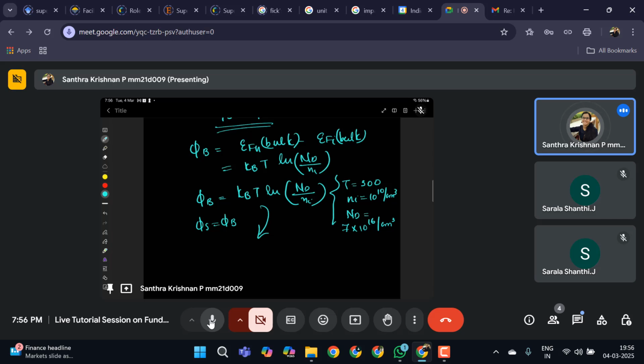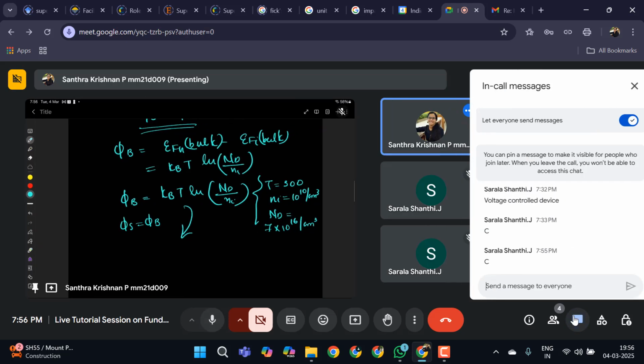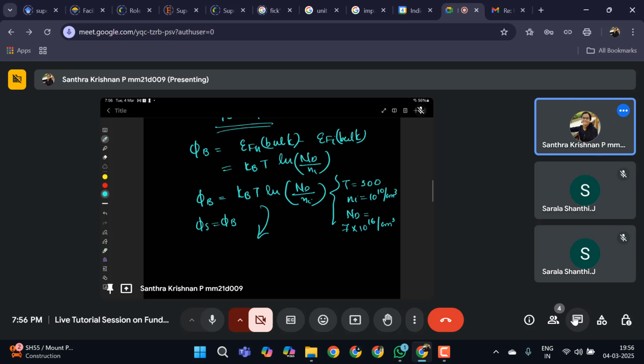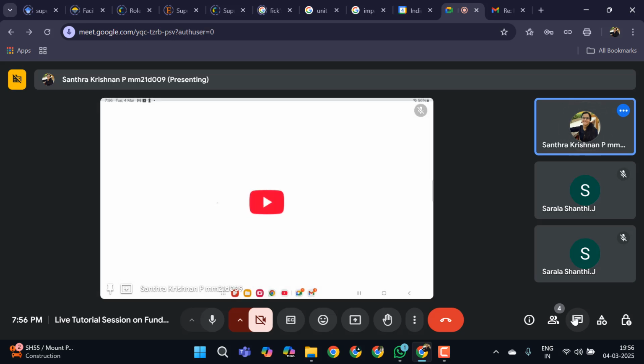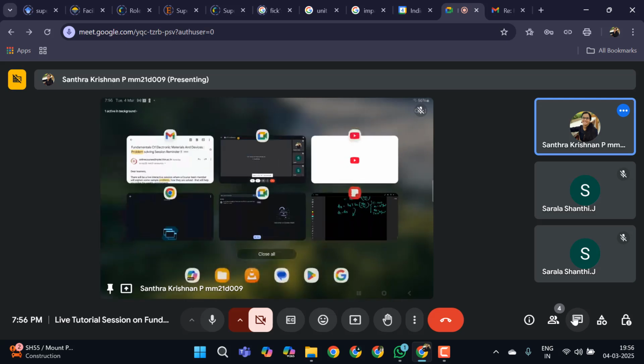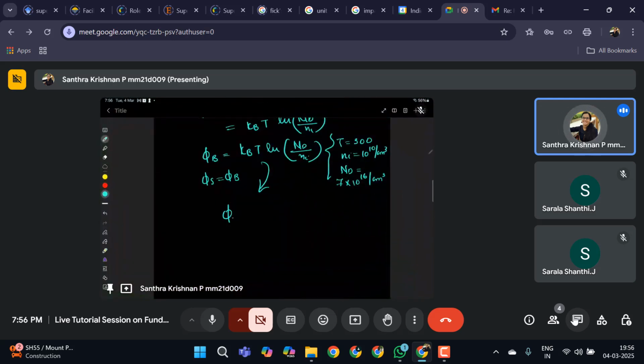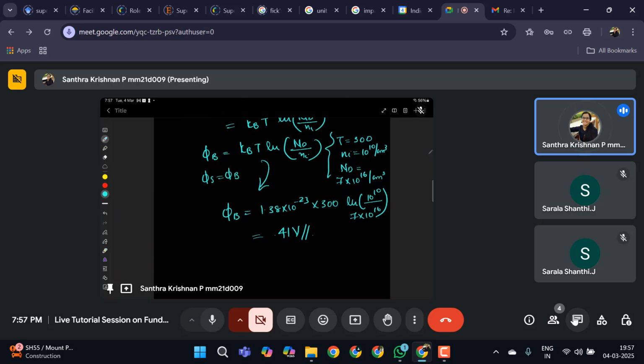So the answer is option C, 0.41 volts. That is because φb is equal to 1.38 × 10^-23 × 300 × ln(10^10 / (7 × 10^16)). Since it is a ratio, we need not change the units, and therefore we get 0.41 volts. So this is the voltage that is required such that the surface behaves intrinsically.